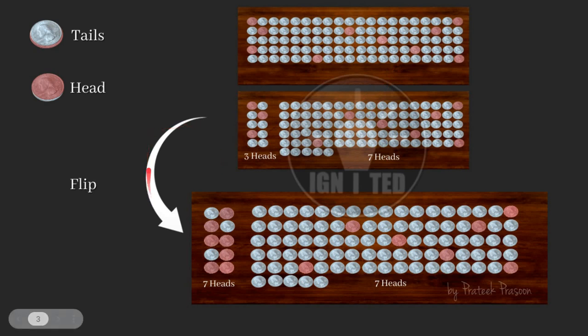Now the main concept comes. Here we have 7 heads, here we have 3 heads, and altogether we have 10 coins out here. So what we'll have to do smartly is flip all of them, because we can flip all the coins of one pile. So we are going to flip all the coins of the smaller pile. The heads will turn into tails and the tails will turn into heads. There were 3 heads, they will become 3 tails. And there were 7 tails, which will become 7 heads. So ultimately we'll have 7 heads in both the piles.